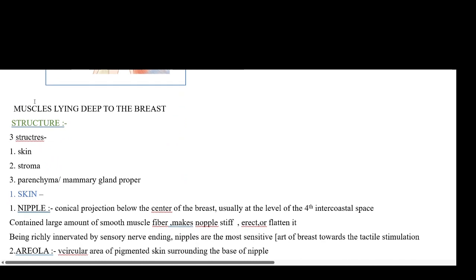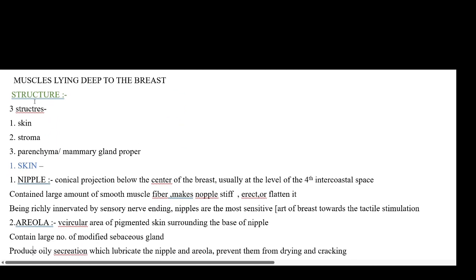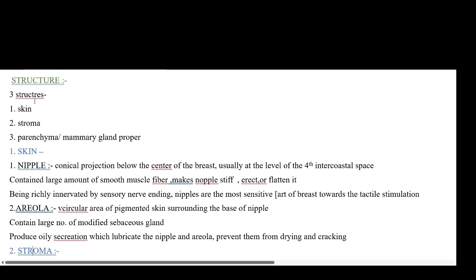Then comes the structures. Breasts are made up of three types of structure: skin, stroma, and parenchyma. Parenchyma is also known as mammary gland proper. First of all, we will discuss the skin. Skin includes two parts: nipple and areola. First we study the nipple.